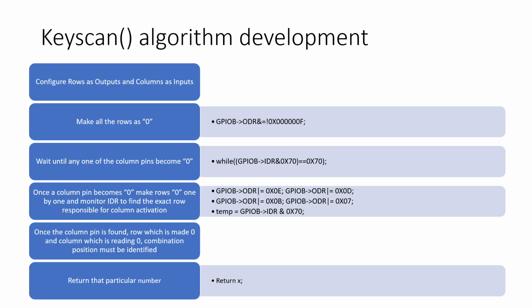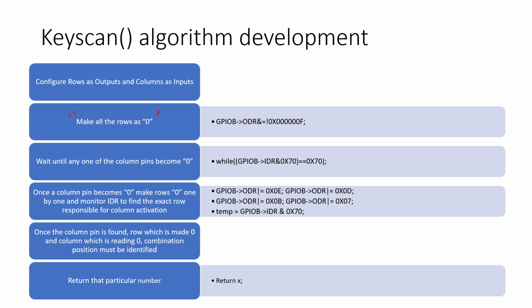So now let's move back to the Keyscan algorithm. In the previous session, I told you that if the column pins are pulled up internally, we'll be using logic 0. If they are pulled down internally, we'll be using logic 1. In our case, we have pulled up all the column pins, so we'll be using logic 0 for the rows. So configure rows as outputs and columns as inputs, and then make all the rows 0.